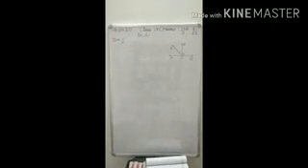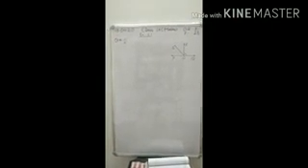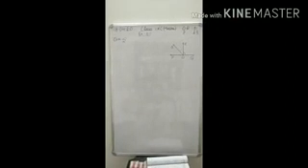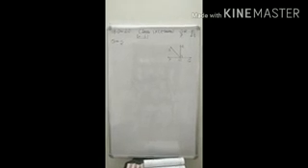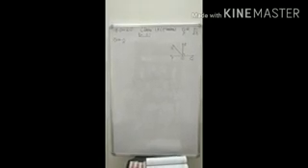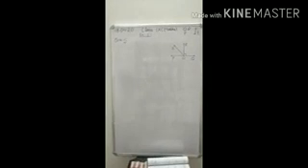Students, in our previous video, we studied lines and angles, and we completed up to question number 4 of exercise 6.1. Now, in today's video, we will start from question number 5 of exercise 6.1. So, let us start this question.